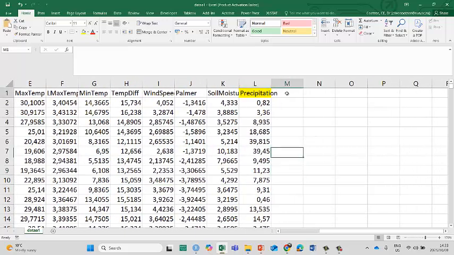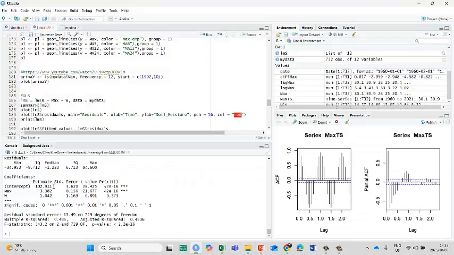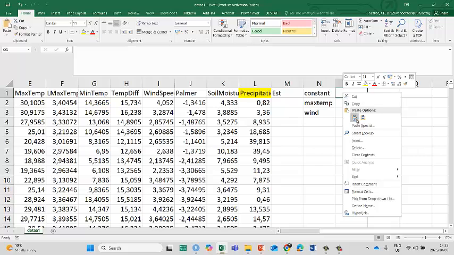So I'm going to create my estimate now. Call it estimate. Okay, so how am I going to create my estimate? First of all, I've got a constant coefficient. I've got the max temp coefficient, and I've got a wind coefficient. So let's quickly copy and paste those coefficients in there. And remember, these are dots, so I have to convert them into commas. So that's my constant.